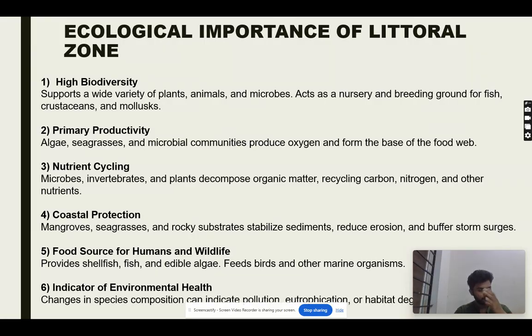The photosynthetic organisms are primary producers. That is one major importance. Then nutrient cycling also happens. Microbes, invertebrates, plants, fungus, everything, as we discussed earlier, decompose organic matter.